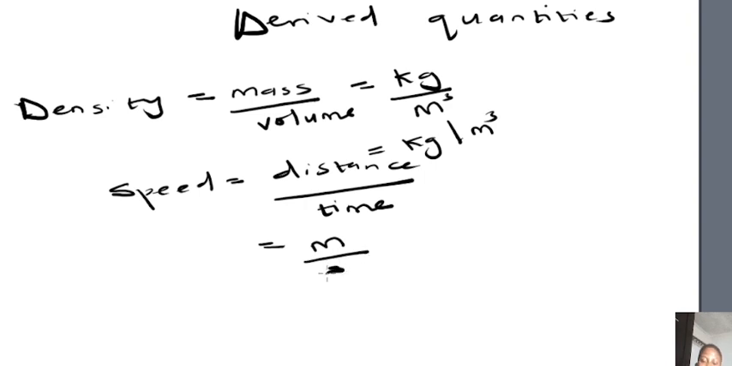So it means speed was derived from 2 fundamental quantities, which is meter and second. So we are going to have what is called meter per second. So this unit for speed is what? Meter per second. And we got it from our fundamental quantity.